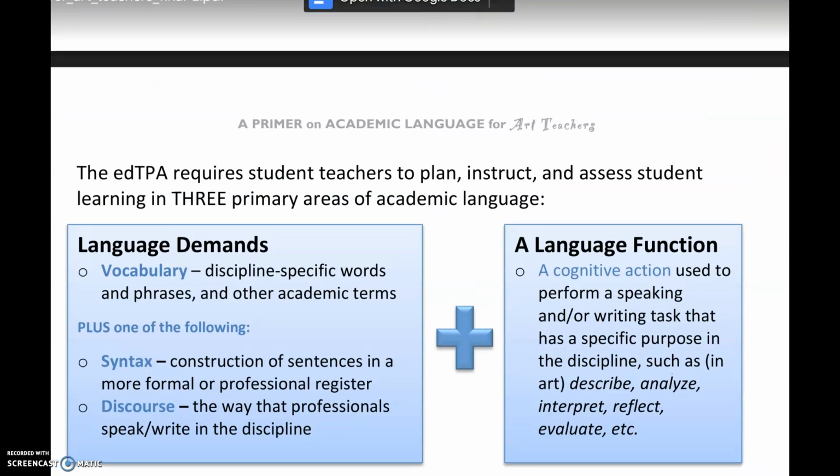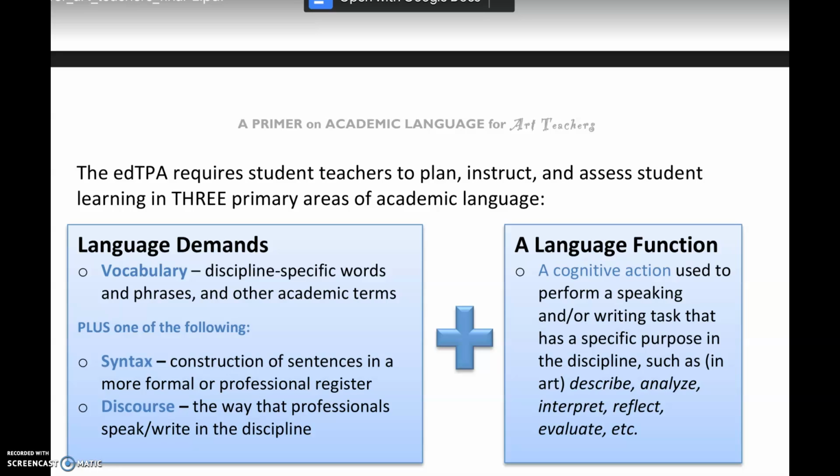Next is the language demands. So with vocabulary, to me, that seems really easy. It's like, okay, read through the document, pick out the words that might be confusing to them, or that might be discipline specific, and maybe define them out in the margins so that the students can understand that part.